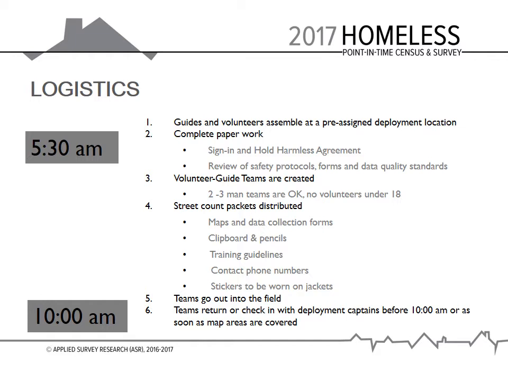Next, the volunteer guide teams are created. And then once those are created, each team is given street count packets. Those packets include the maps and tally sheet forms, clipboards and pencils. We'll have some printed out guidelines of what you learned here today in this training. We'll give a contact phone number so that you can contact us back at the deployment location while you're out in the field. We'll also have stickers for you to wear while you're out in the field, identifying that you're a part of the point in time count. And then everyone heads out into the field as soon as possible.